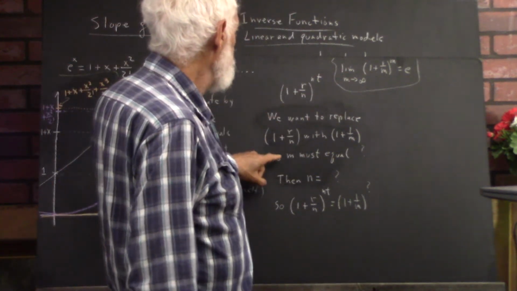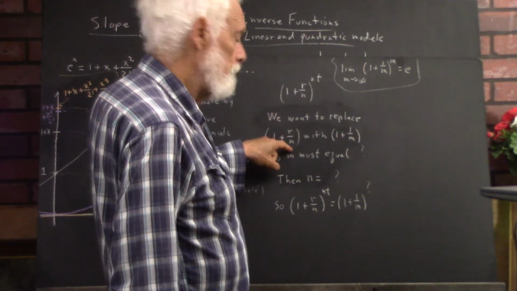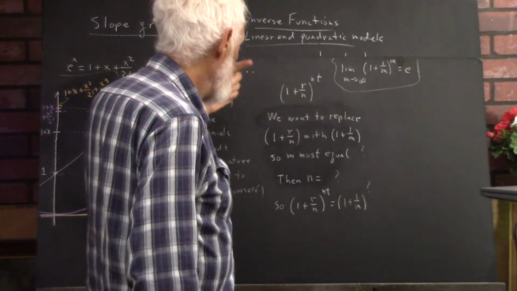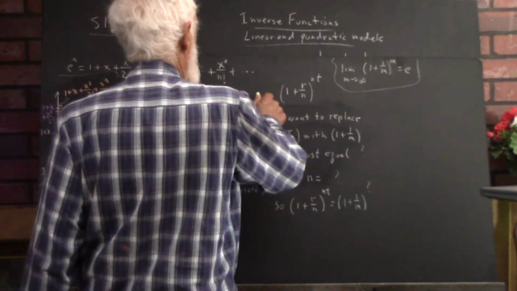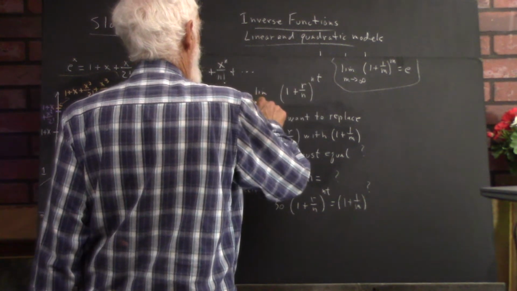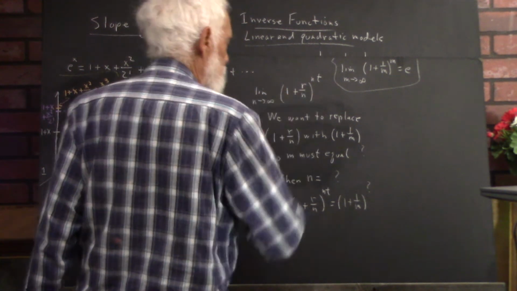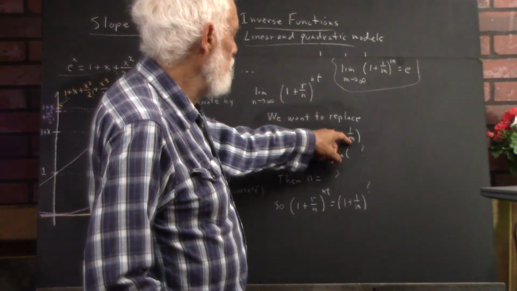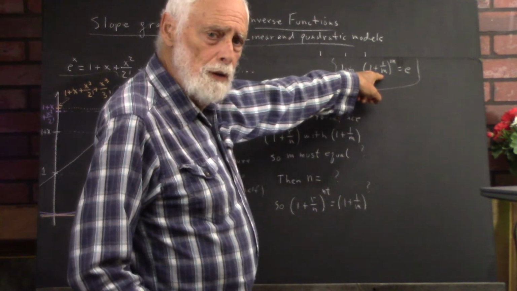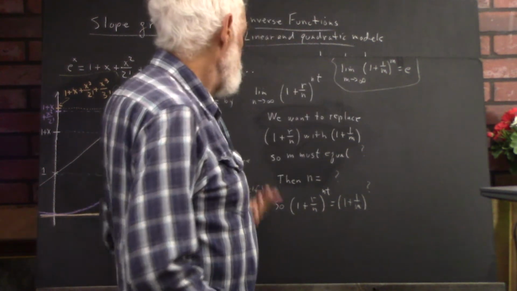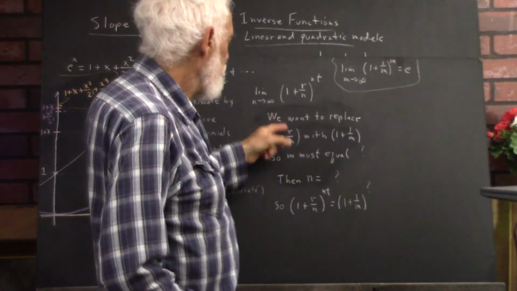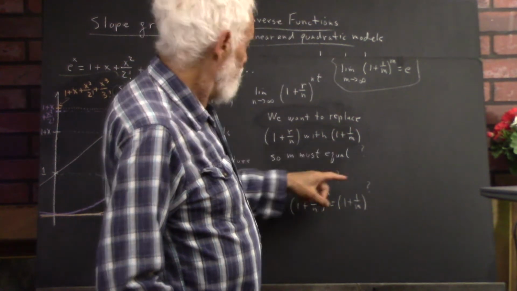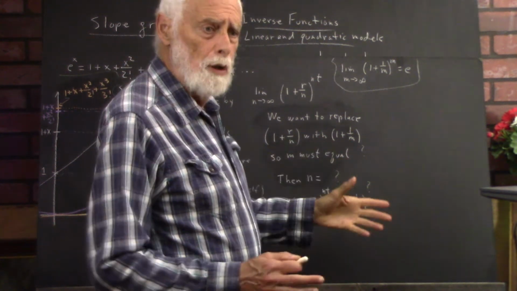Okay, so we want to replace the expression 1 + r/n with the expression 1 + 1/m. Because, of course, what we want to do is take the limit as n approaches infinity of this thing. If we can somehow replace 1 + r/n with 1 + 1/m, then we're getting close to this expression. Well, that's easy to do. If 1 + r/n is equal to 1 + 1/m, then what does m have to be? So m must equal what? You should pause, figure that out.